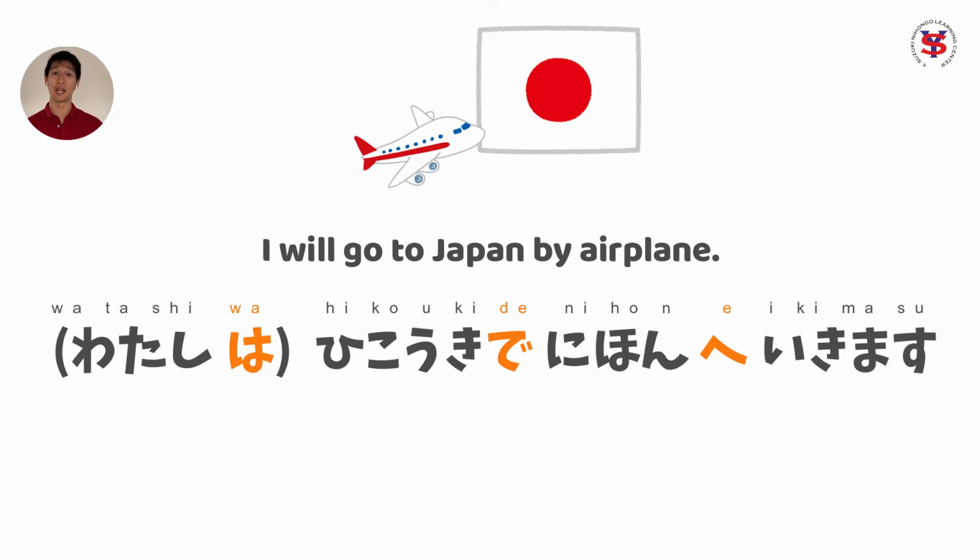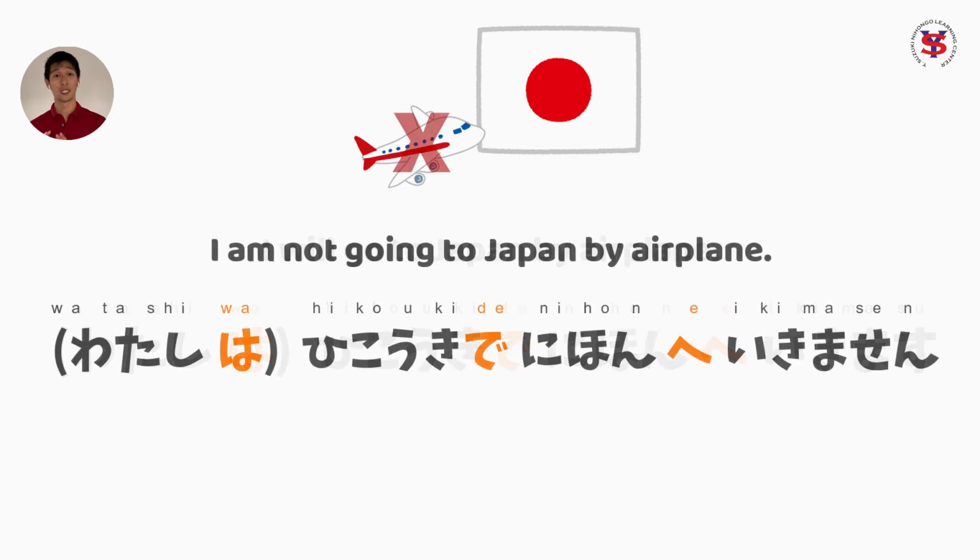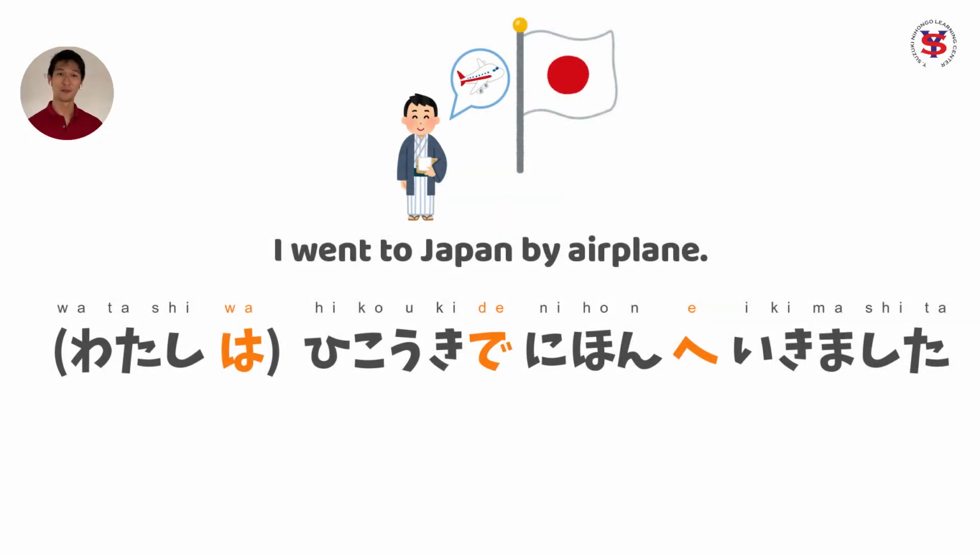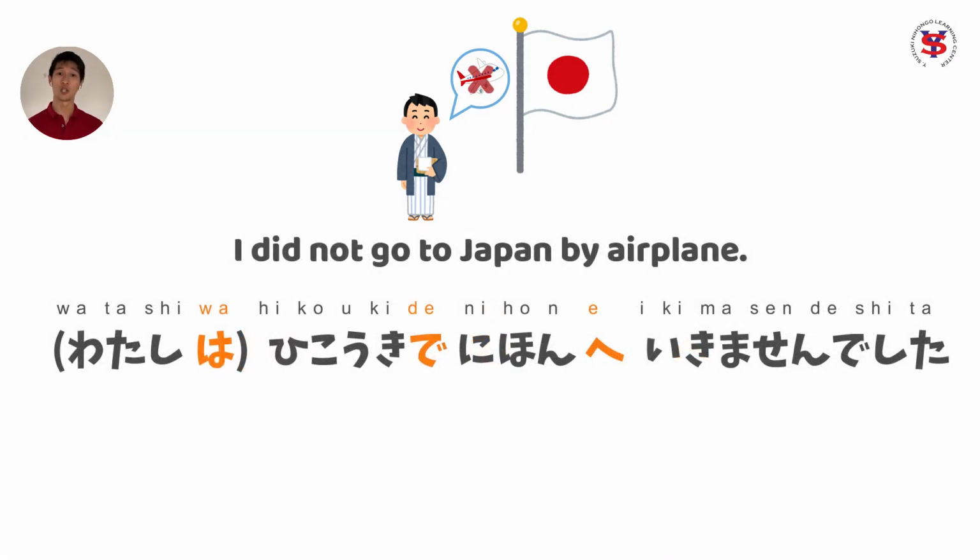I will go to Japan by airplane. We'll say, 私は飛行機で日本へ行きます. Kung di naman ako pupunta sa Japan with the airplane, papalitan natin ang verb conjugation natin. So, bali magiging, 私は飛行機で日本へ行きません. Or, I am not going to Japan by airplane. Kapag past tense, so nakapunta na ako ng Japan, no? We say, 私は飛行機で日本へ行きました. Or, I went to Japan by airplane.